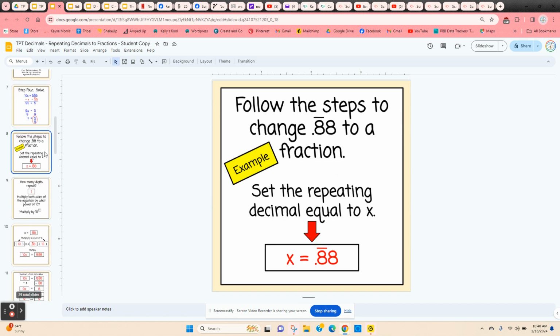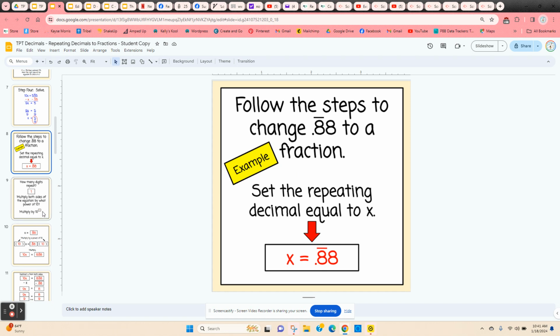Now, some more examples starting on slide 8. This is what the students are going to have to do, so you want to go through this again with the students. This is already filled out for them right before they're going to have to do this on their own. So here we start out by setting the repeating decimal equal to x.